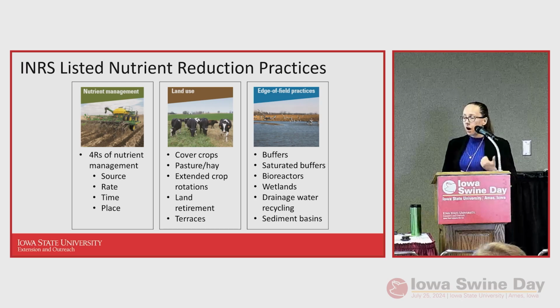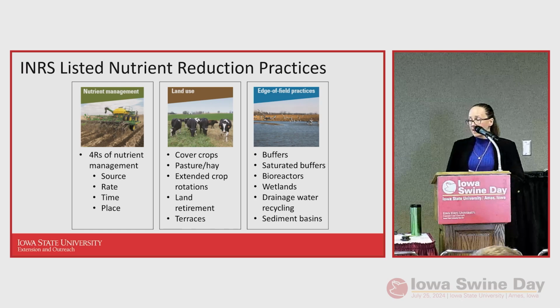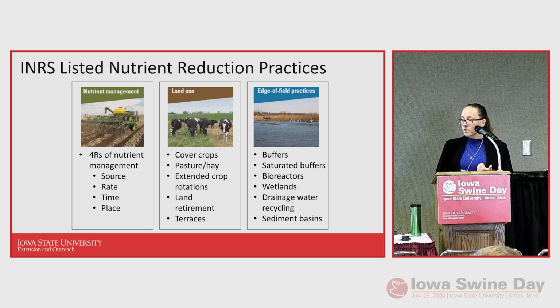Land use is changing up how we're using the row crop acres. We can add cover crops so that there are roots in the ground almost all year. We can change corn and soybean acres to pasture and hay. We can do extended crop rotations where maybe we add alfalfa in there somewhere. We can do land retirement, CRP, or put in things like terraces. And then edge of field practices include buffers, saturated buffers, bioreactors, wetlands, controlled drainage, and wascobs, or sediment basins.